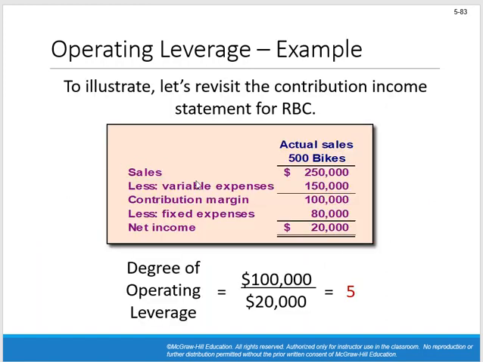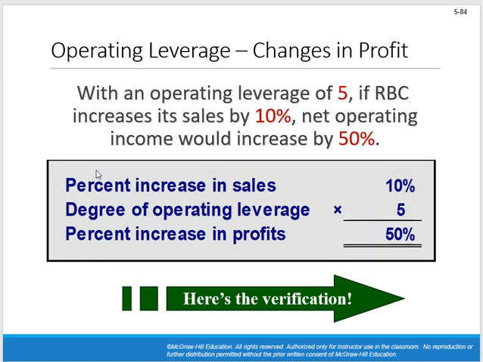So if we're looking at RBC, we're going to take our contribution margin, 100,000, divided by our net income, 20,000. So we get 100,000 divided by 20,000. Our degree of operating leverage equals 5. 5 what? Well, that's the trick. We need to know how this applies to us. So what this is saying, with an operating leverage of 5, is that if RBC increases sales by 10%, net operating income is going to increase by 5 times that amount, 50%, right? 10% times 5 is 50%.